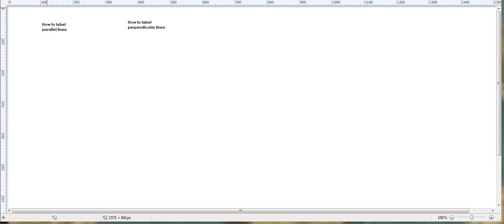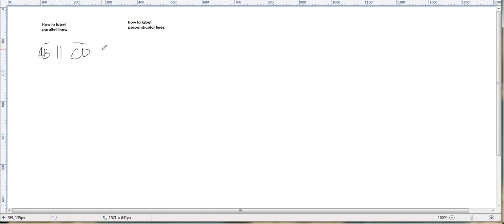And this is going to be the final thing I tell you guys. We are going to learn how to label parallel lines and how to label perpendicular lines. They're just going to be some simple symbols that we're going to be using. If I want to say that, for instance, segment AB is parallel to CD, what I'm going to do is I'm going to use two lines that are straight up and down. And that tells me that AB is parallel to CD.